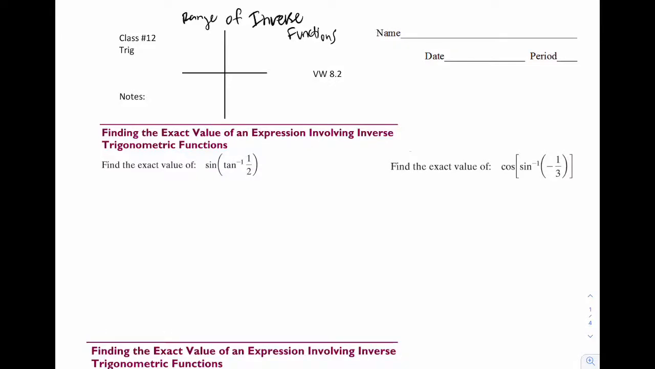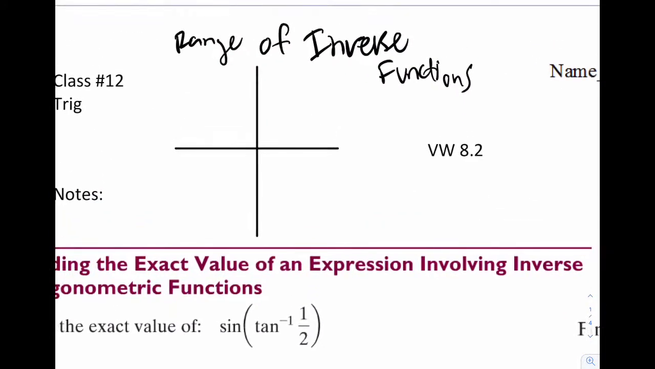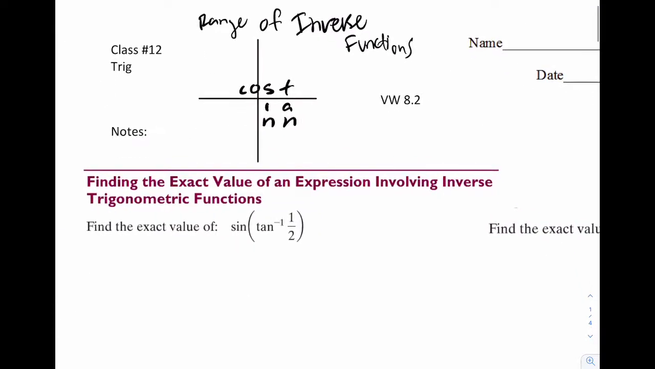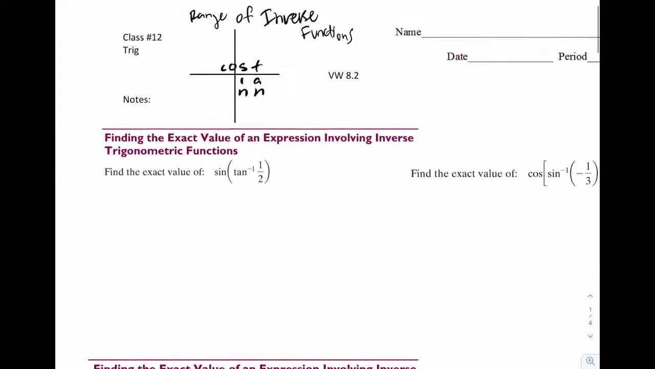Welcome to VW 8.2. Today is simply an extension of 8.1, so this lesson I think is a lot easier than the last one. We're going to start by reviewing the range of the inverse function. So we've done this a ton of times. Hopefully now you recall. Cosine is 1 and 2, sine is 1 and 4, tan is 1 and 4. So I did it a ton because you really have to have that down.